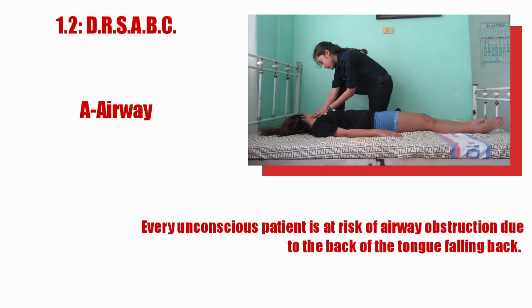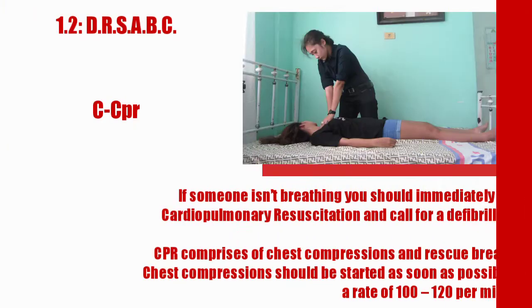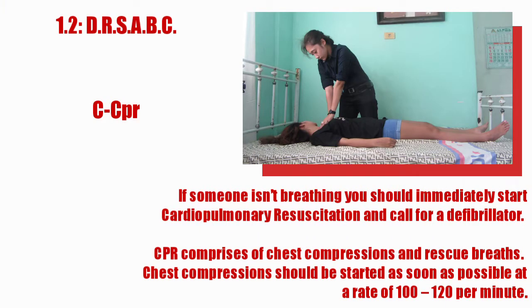A is for airway. Every unconscious patient is at risk of airway obstruction due to the back of the tongue falling back. B is for breathing. Once you've opened the airway, you should check for breathing for a maximum of 10 seconds. Place the side of your face over the victim's mouth and look at the chest. You're looking at the chest's movement, listening for breathing sounds and feeling for exhaled breath on the side of your cheek. And lastly, C is for CPR.